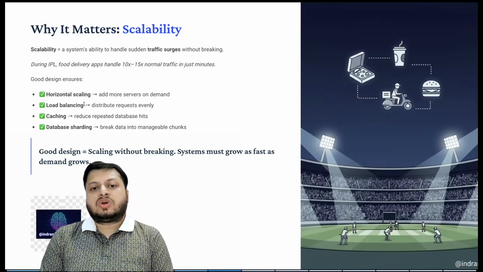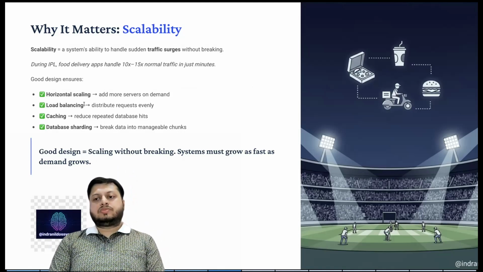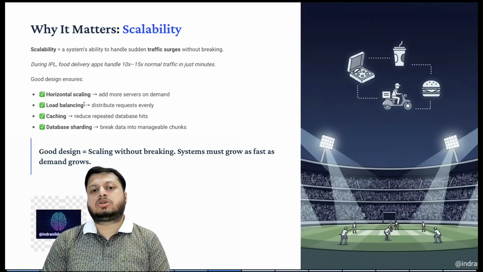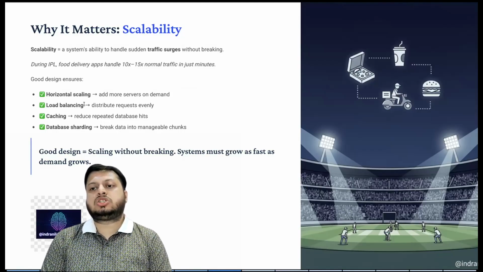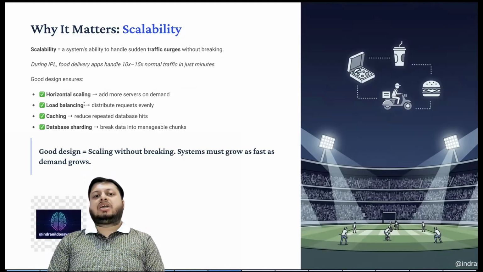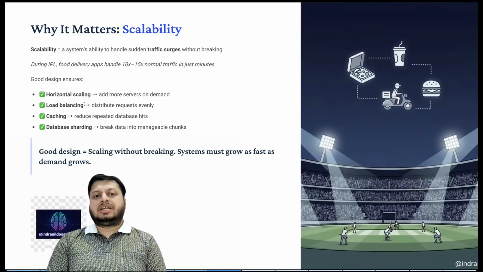Because if you are caching the repeated data, then basically you are avoiding hits to your database. And if you avoid hits to your database, your system is not overburdened. So with caching also, we are ensuring scalability. Database sharding, that is also some way we break the data into manageable chunks, and basically we ensure scalability.